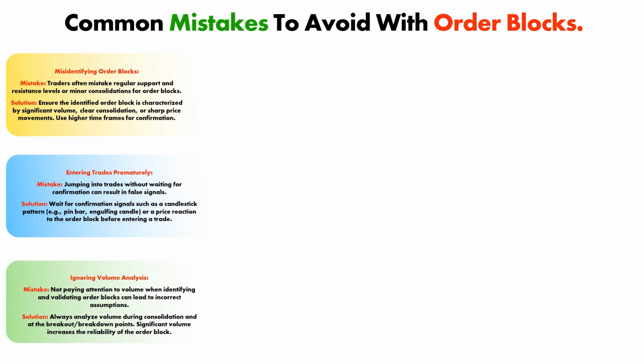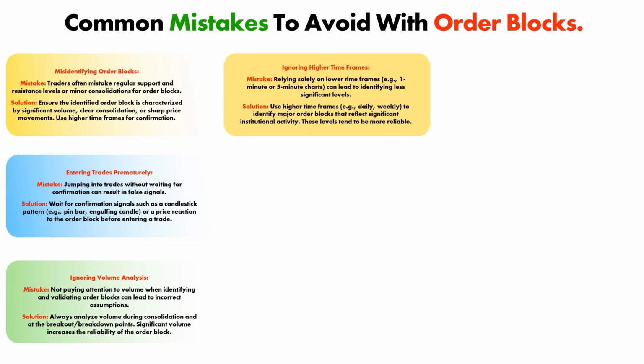Ignoring volume analysis. Mistake: not paying attention to volume when identifying and validating order blocks can lead to incorrect assumptions. Solution: always analyze volume during consolidation and at the breakout or breakdown points. Significant volume increases the reliability of the order block.